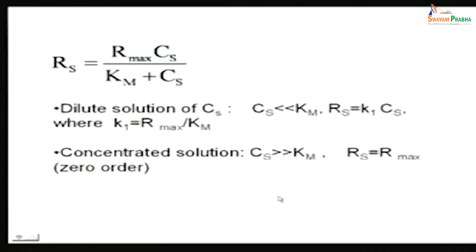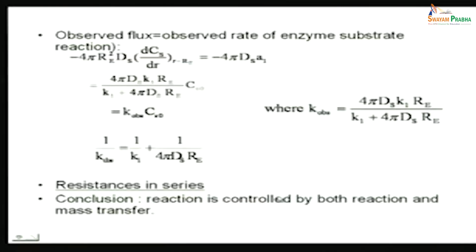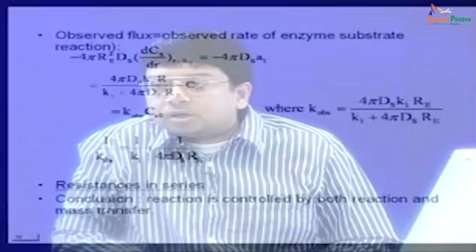So, it turns out that for this particular case, it is in the intermediate regime, and as a result the observed reaction is controlled both by the intrinsic reaction and the mass transfer, and the total resistance that you get in the system is a combination of these 2 resistances. Now, when I say combination, it could be different kinds of combination, and one of the things that you have to understand very clearly is why do we get resistances in series? Can you tell me?